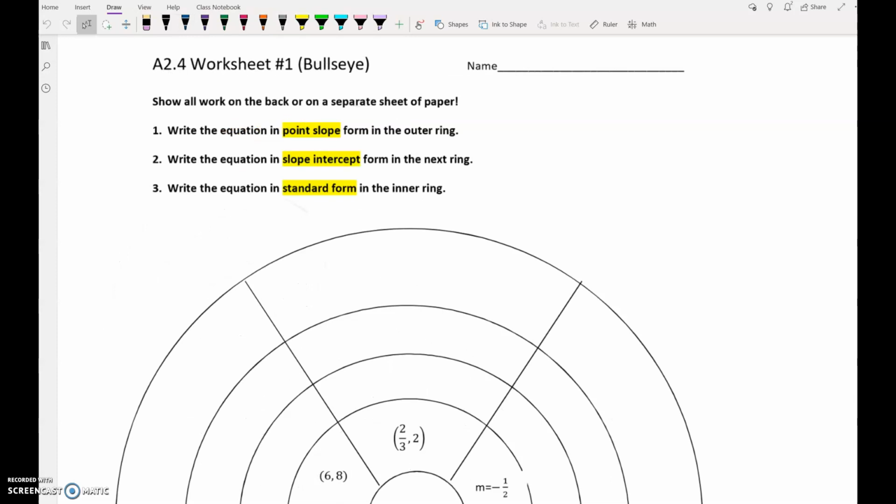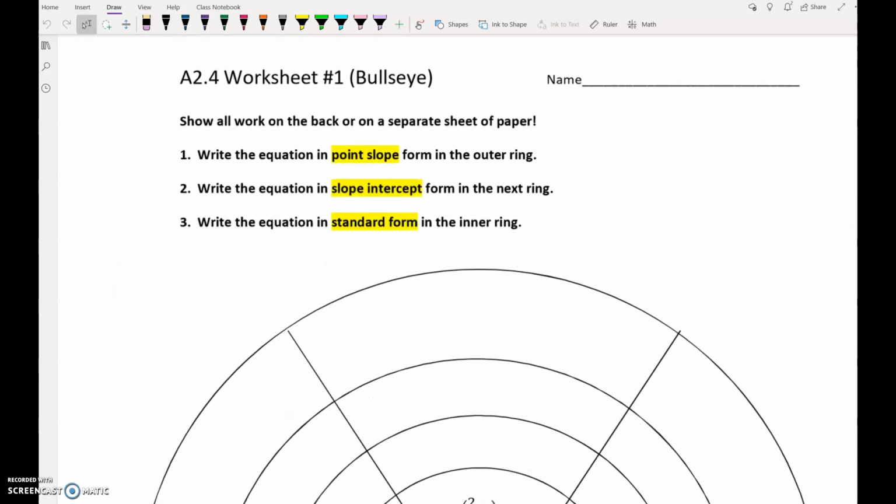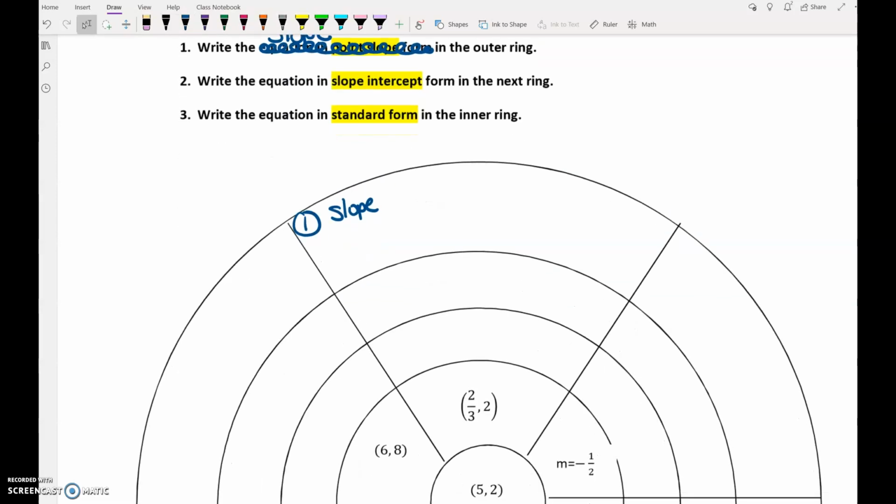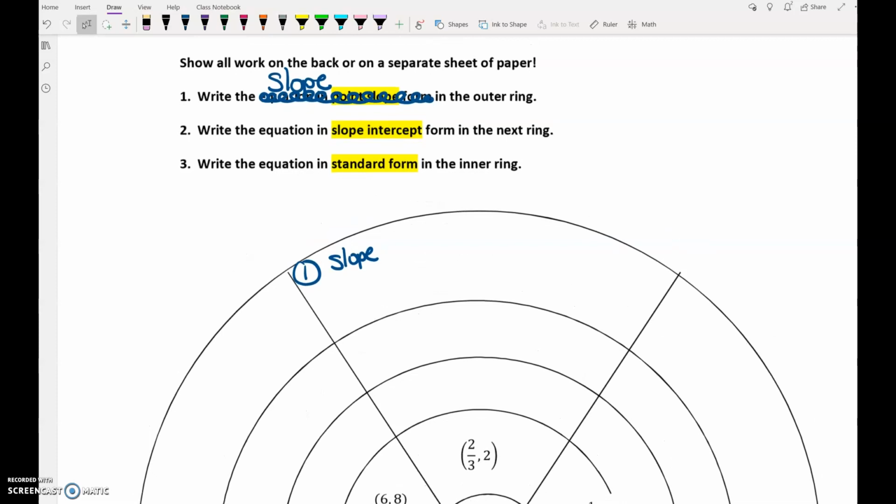Now we're going to change this a little bit because we did not do standard form. So in the outer ring, I would like you to write the slope. So this is the outer ring. This is where you're going to write the slope. So in this particular wedge, you would find the slope between those 2 points and write that in this outer ring.